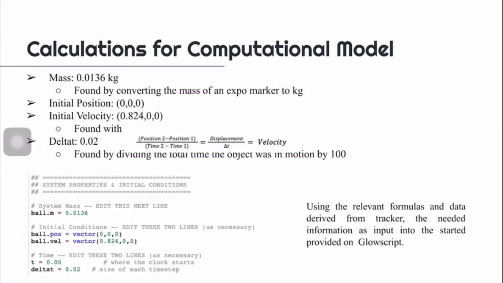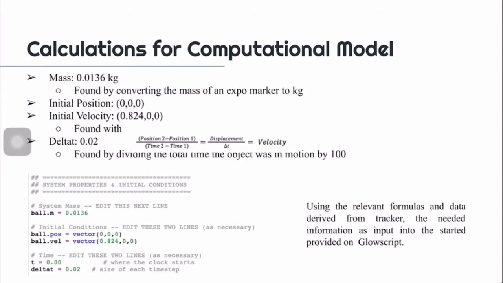Now on to the calculations. Here are some calculations used in the lab. I looked up the mass of an expo marker and converted it to kilograms. I found the initial position by subtracting the second position from the first position, and the same with the time intervals, and divided them by each other to get the velocity.